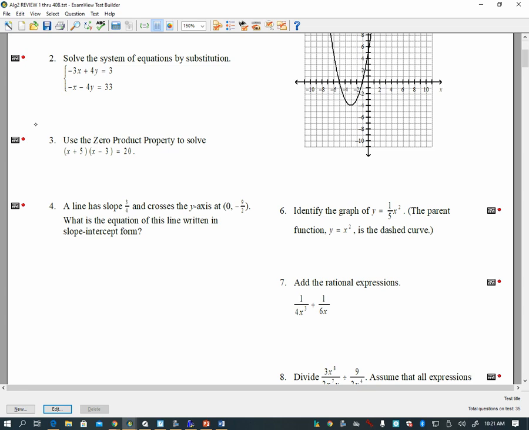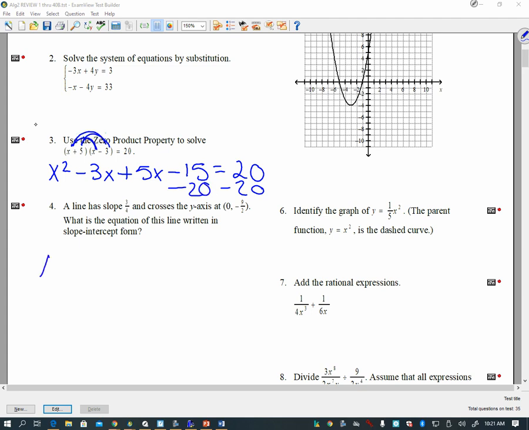Brianna? Take the 20 and move it over. I can't do that yet, though. FOIL first. Okay, so x times x is x squared, x times negative 3 is negative 3x, 5 times x is plus 5x, 5 times negative 3 is negative 15, and that's equal to 20. Now, what do I do with the 20? Now I subtract 20.